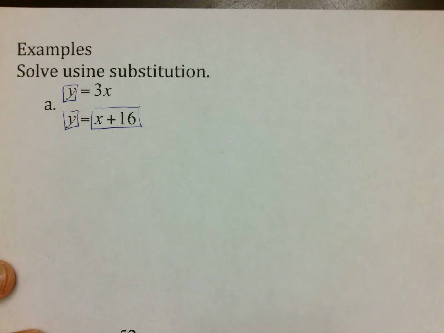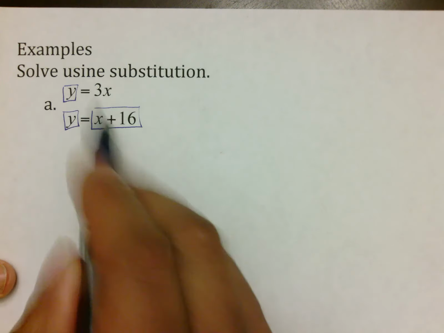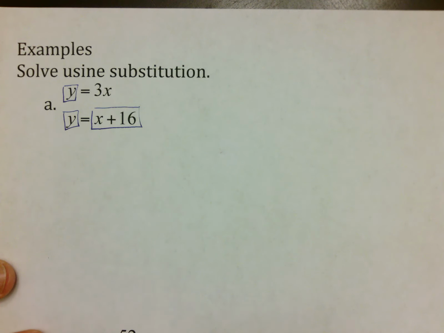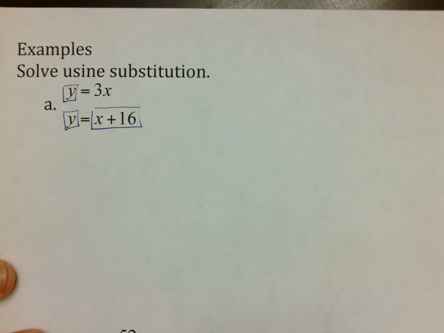A system of equations is a problem that has more than one equation in it. So in order to solve for y and x, you need two equations, and we need to find our way through it, because you know you can't solve just a y equals 3x or a y equals x plus 16.